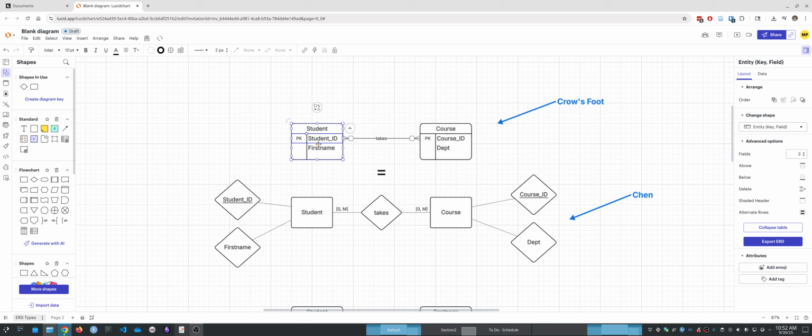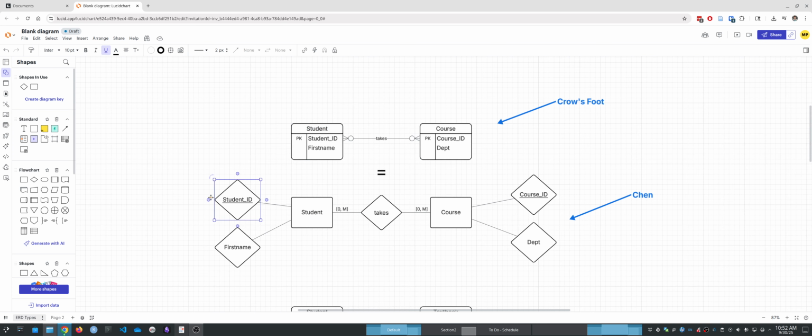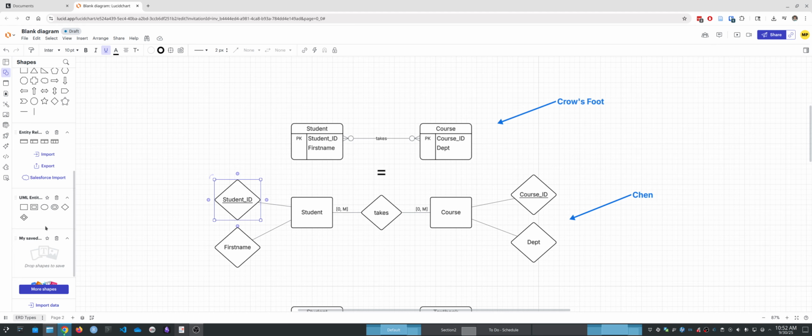But then our attributes from crow's foot get stuck. Oh, I think I used the wrong ones here. Hold on one second. Now you'll actually be able to see. It actually needs to be like this. Circles are attributes. It's been a while, I'm rusty. So this would be a student ID. So that's an attribute. And in Chen's methodology, we'll underline the primary keys. Up here we have a column that we can indicate a primary key.